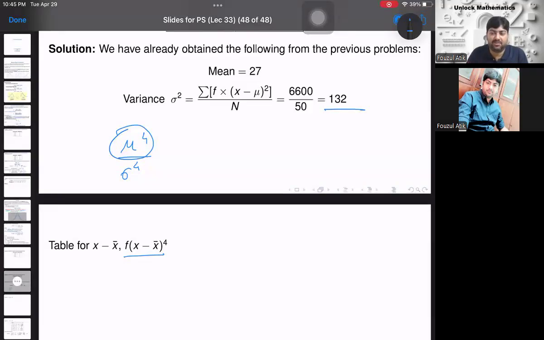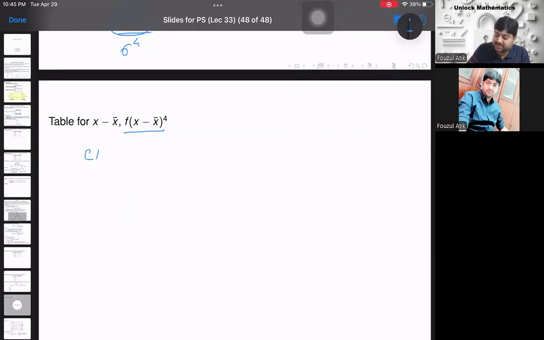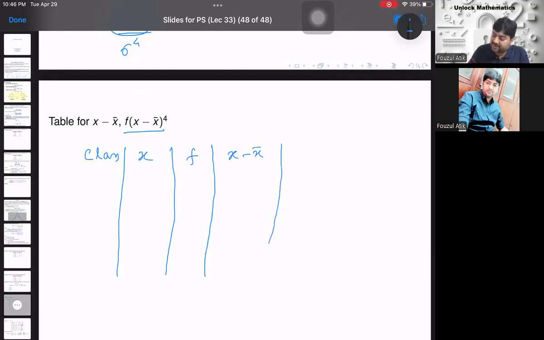So let us make a table that will calculate this value. How do you make the table? This is the class interval. Anyway, for the mean also you must have made the table. Now I am assuming that the mean is already calculated. Then this is x, the midpoint. This is the frequency of each of the classes, then x minus x bar, this value, and finally f times (x minus x bar) whole to the power 4, this value we will calculate. So we can easily do that.